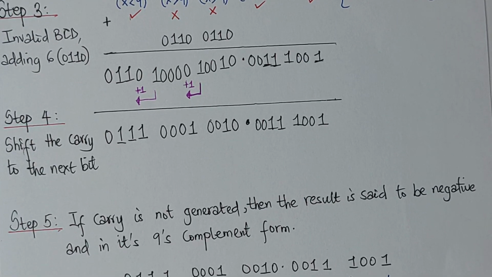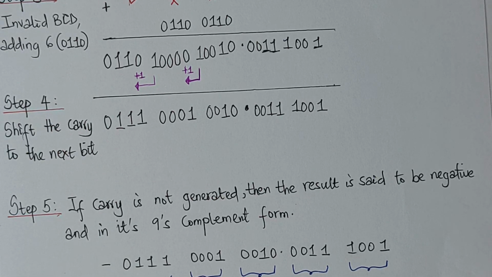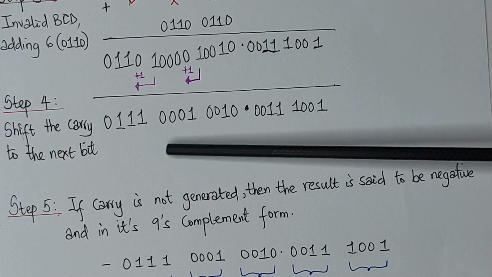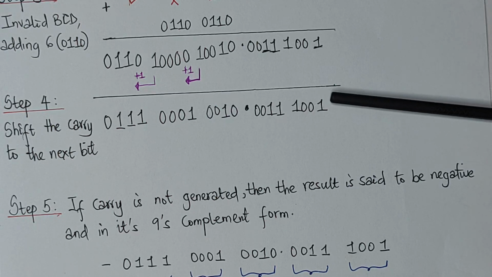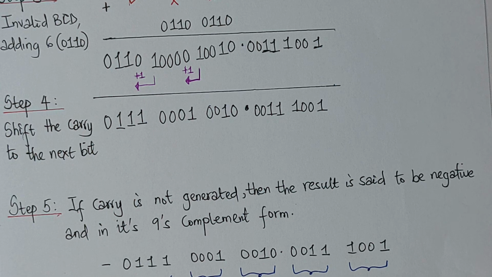Step 5 says, if carry is not generated, then the result is said to be negative and in its 9th complement form. Now, let's see. At this point, we can see through that the bits were sustained as 4 bits each, 4 bits each. So we can say that there is no more carry. So that's to say carry wasn't generated.